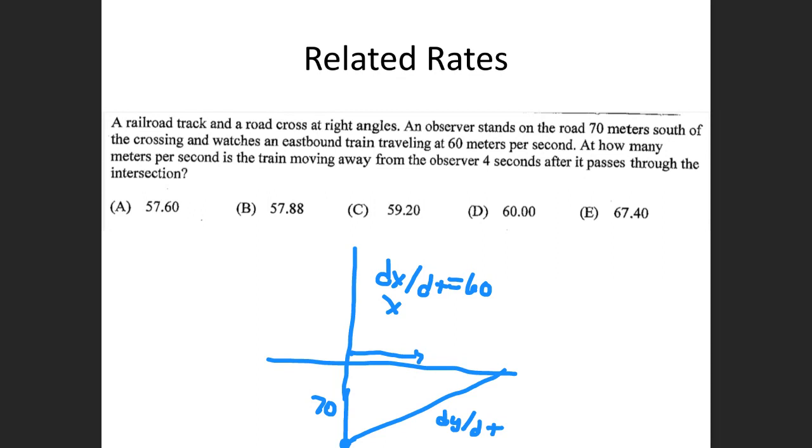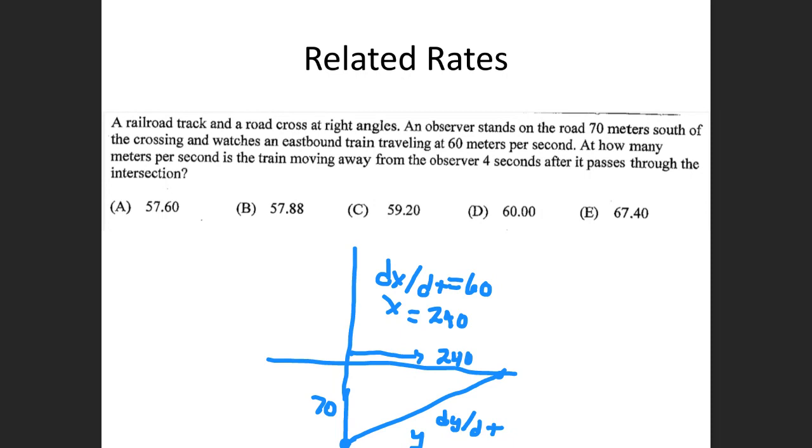How fast, at how many meters per second is the train moving away from the observer 4 seconds after it passes through the intersection? So I need to find out what y is equal to. I need to find out what x is equal to. Well, the train is traveling 60 meters per second, for 4 seconds, this train has traveled 240 meters. Okay, so this value here is 240.